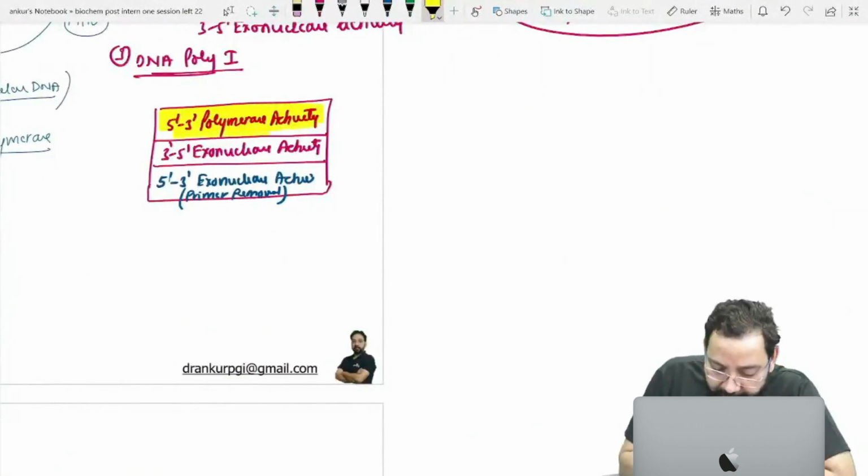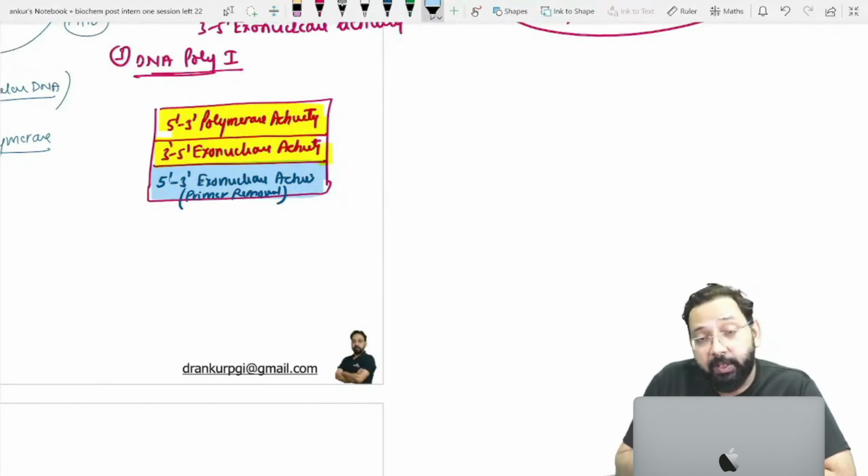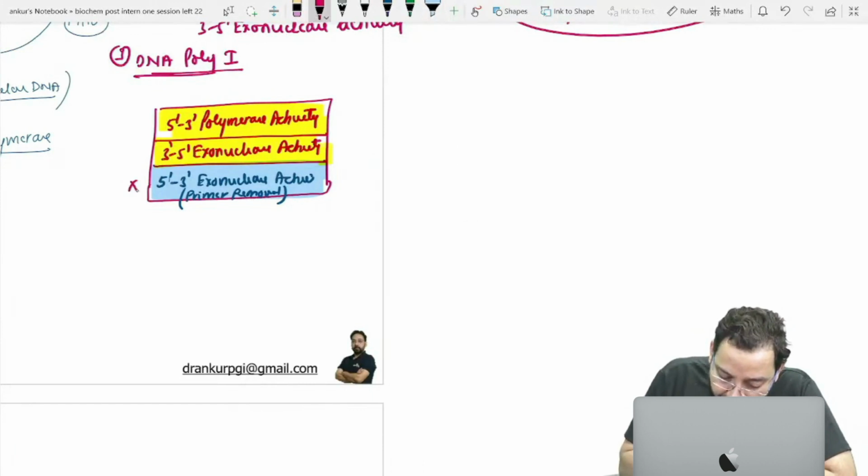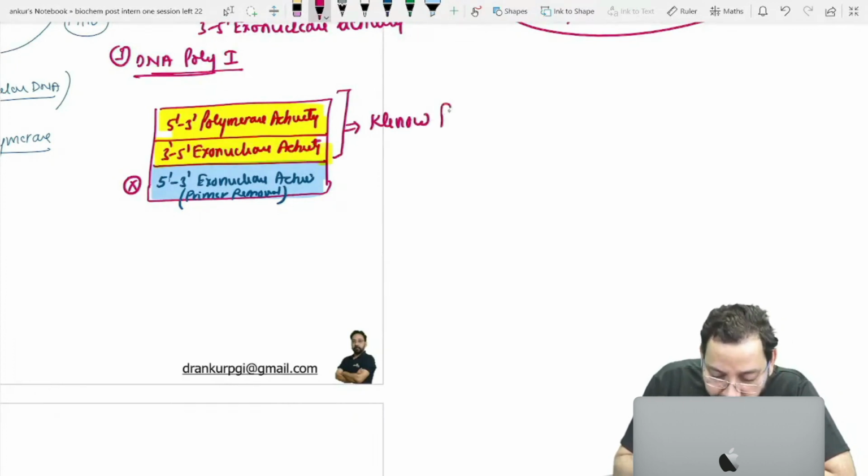One is this activity, second is this activity. I have taken a separate color for this. The reason is that we can remove this part, this subunit of the DNA polymerase 1 enzyme. If I remove this unit, the remaining unit is called the Klenow fragment. This question was asked in NEET recently.